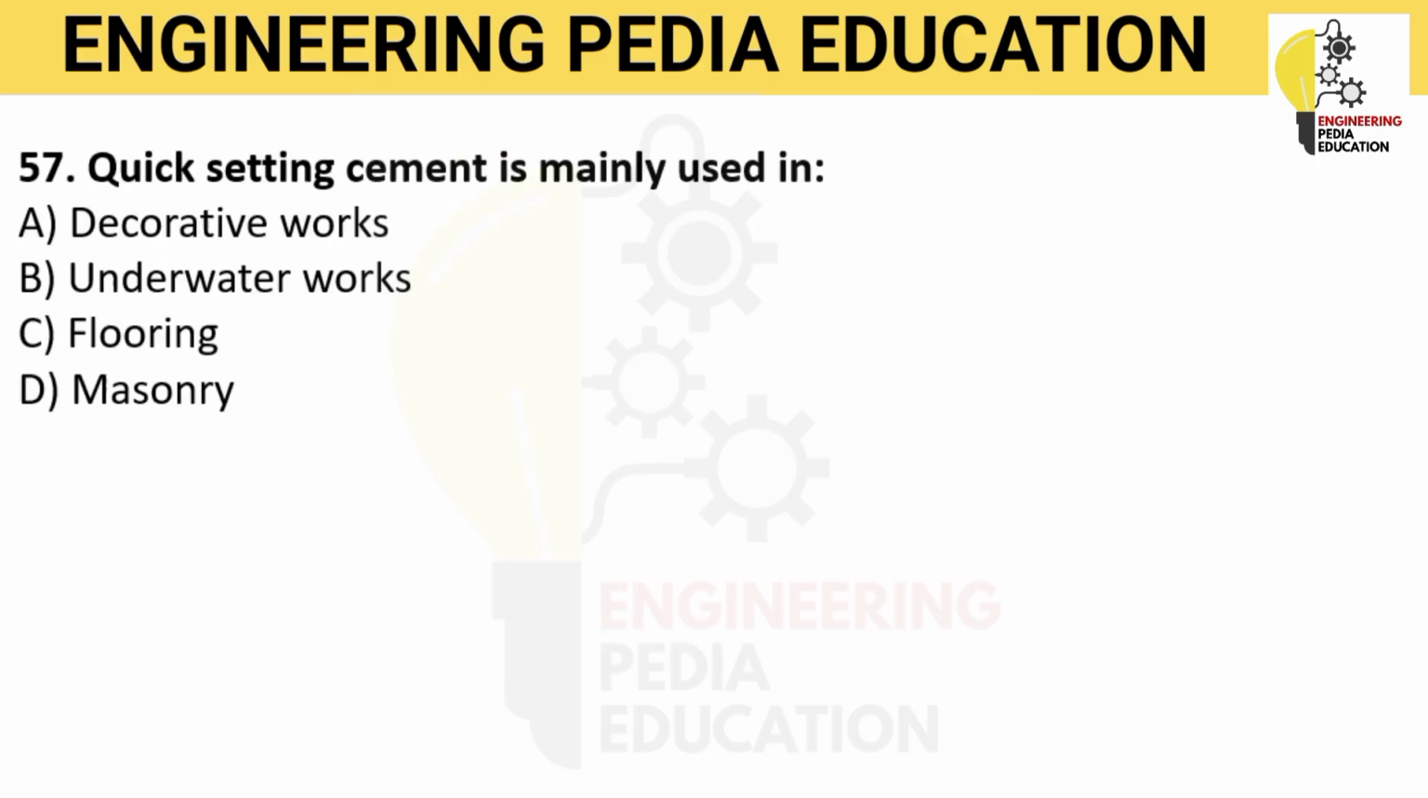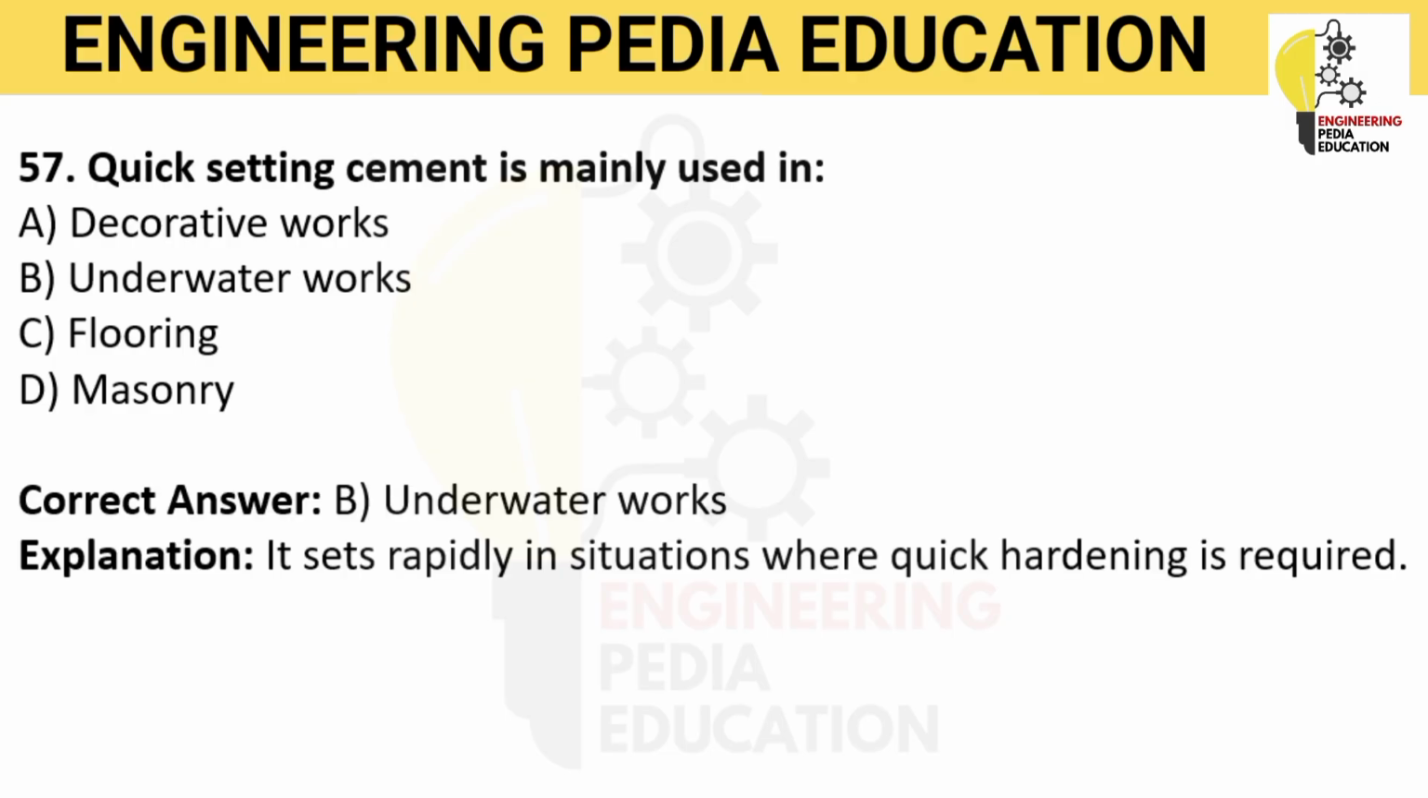Quick setting cement is mainly used in decorative work, underwater work, flooring, masonry. So quick setting cement is used mostly in underwater work. For decorative work, mostly we use white cement. Underwater work, as it sets rapidly in situations where quick hardening is required. For underwater, chances for cracks should be avoided, so its rapid hardening is most important.